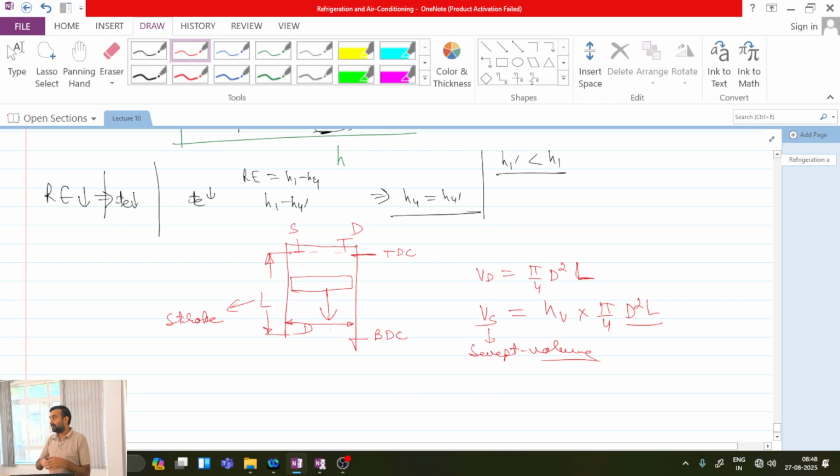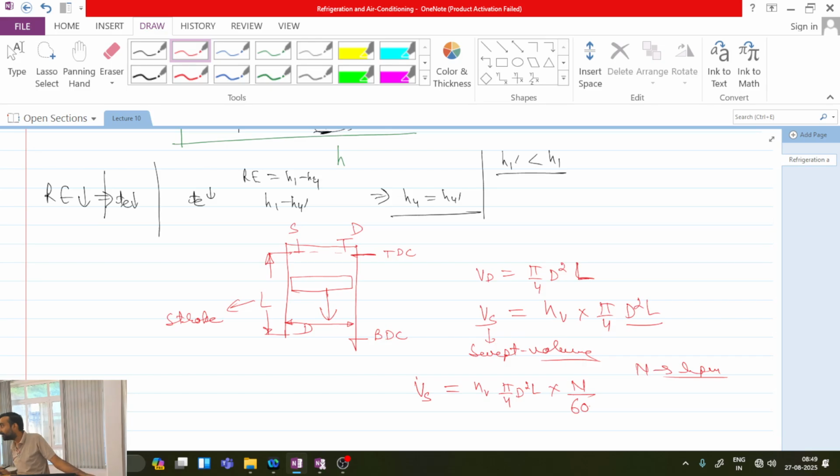Now this piston continuously keeps on moving. As it continuously keeps on moving, of course, say N is the RPM. So if N is RPM, then what will be the swept volume flow rate? V dot S, swept volume flow rate, will be volumetric efficiency into pi by 4 d square L into N, the number of revolutions, and if you have to calculate per second, RPM per second will be N by 60. Is this point clear?